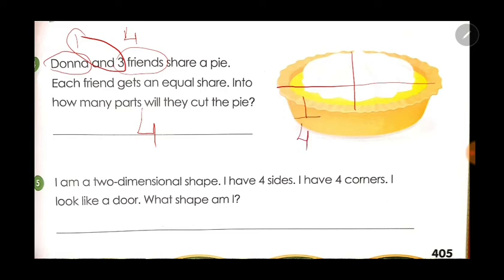Number 5. I'm a 2-dimensional shape. I have 4 sides. I have 4 corners. I look like a door. What shape am I? Let's remember how to draw a door. What do you call the shape? Perfect, it's a rectangle. Let's write it. Rectangle. Perfect.